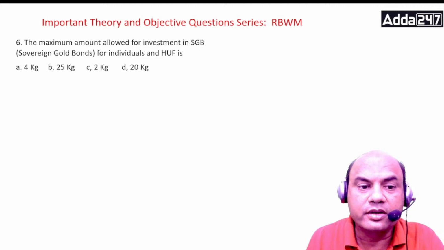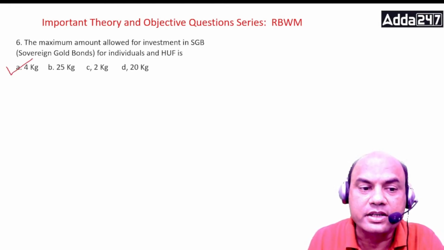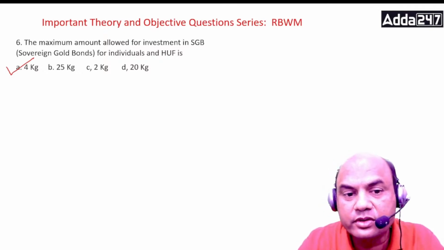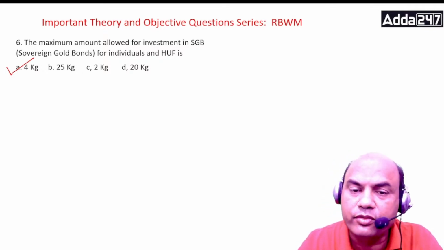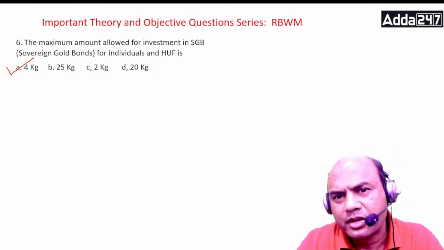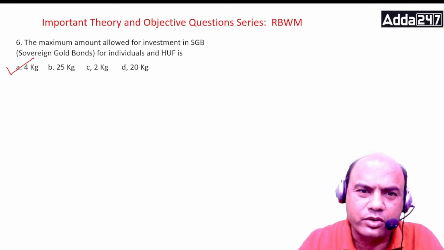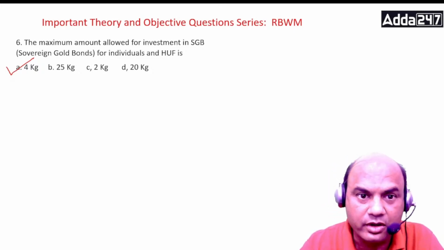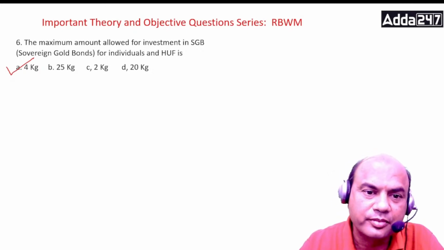What is the answer here? It is 4 kg. For individual and HUF, it is 4 kg. As an individual, you can invest in only 4 kg of sovereign gold bonds. These are issued by RBI. Just go to rbiretaildirect.com and you will get these sovereign gold bonds, whenever there is a draw. They don't issue every time.